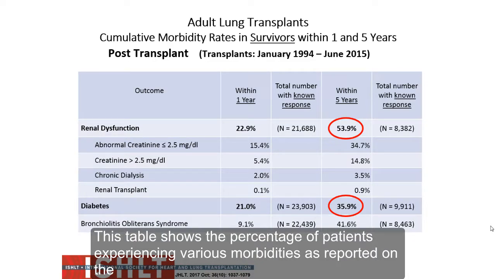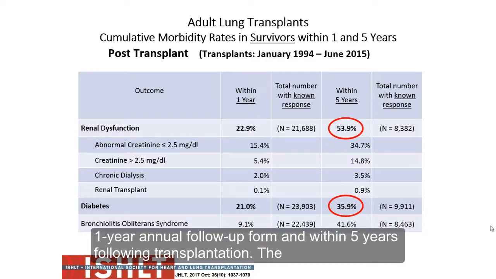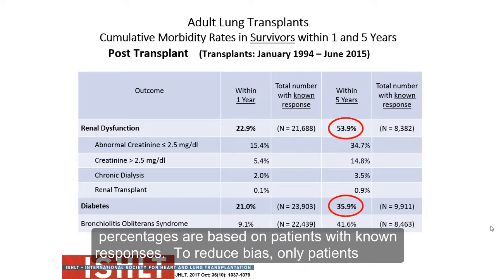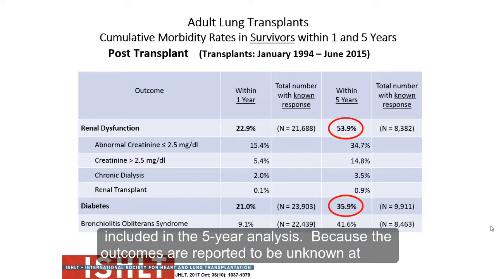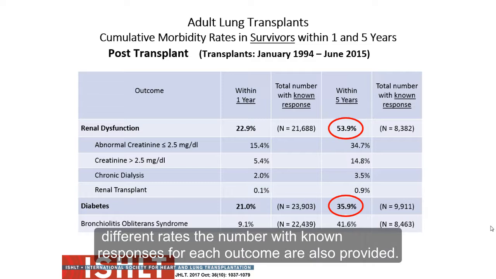So just to give a little overview using some ISHLT data, which you'll see from their database throughout my talk, looking at some different areas of morbidity in one year and 5 year survivors. Renal dysfunction, as you can see, within 5 years is over half of patients, which I think is actually higher depending on how you define renal dysfunction. But even people requiring dialysis is 3.5%, at 5 years, so that's pretty significant. And then diabetes we see in about 35% of patients at 5 years.